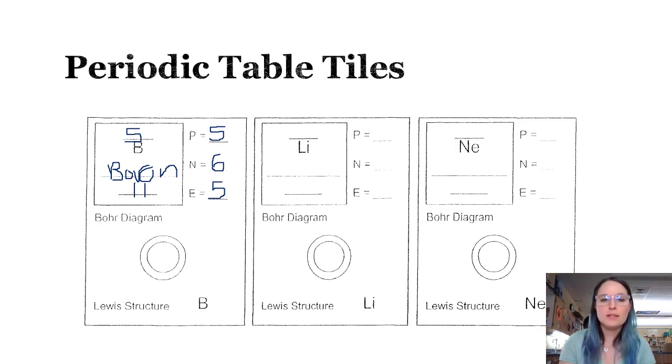You can do the same thing with lithium. Lithium has an atomic number of 3 and a mass of 7 on the periodic table. So I'd put that I have 3 protons, 4 neutrons, and 3 electrons. Neon would have 10 for its atomic number and 20 for its mass, so then we'd have 10 protons, 10 neutrons, and 10 electrons.